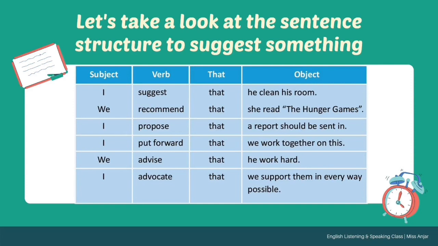I mean, these words like recommend, advise, advocate. For example, here we have: we advise that he work hard. We don't say he works hard because we have the word advise as a verb before that. So pay attention to that. We don't say he works, but all the subjects go with verb one. Please pay attention to that.